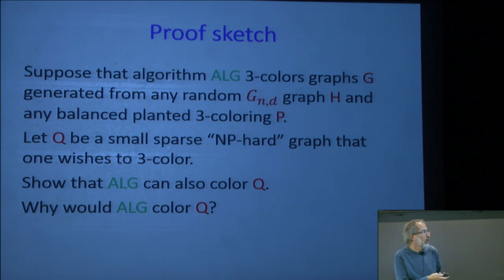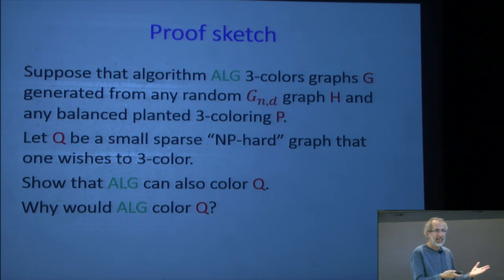And now the question is, why would the algorithm color this Q? How do we fool it into thinking that it should color it? Because it looks as if it's coming from a very different distribution.